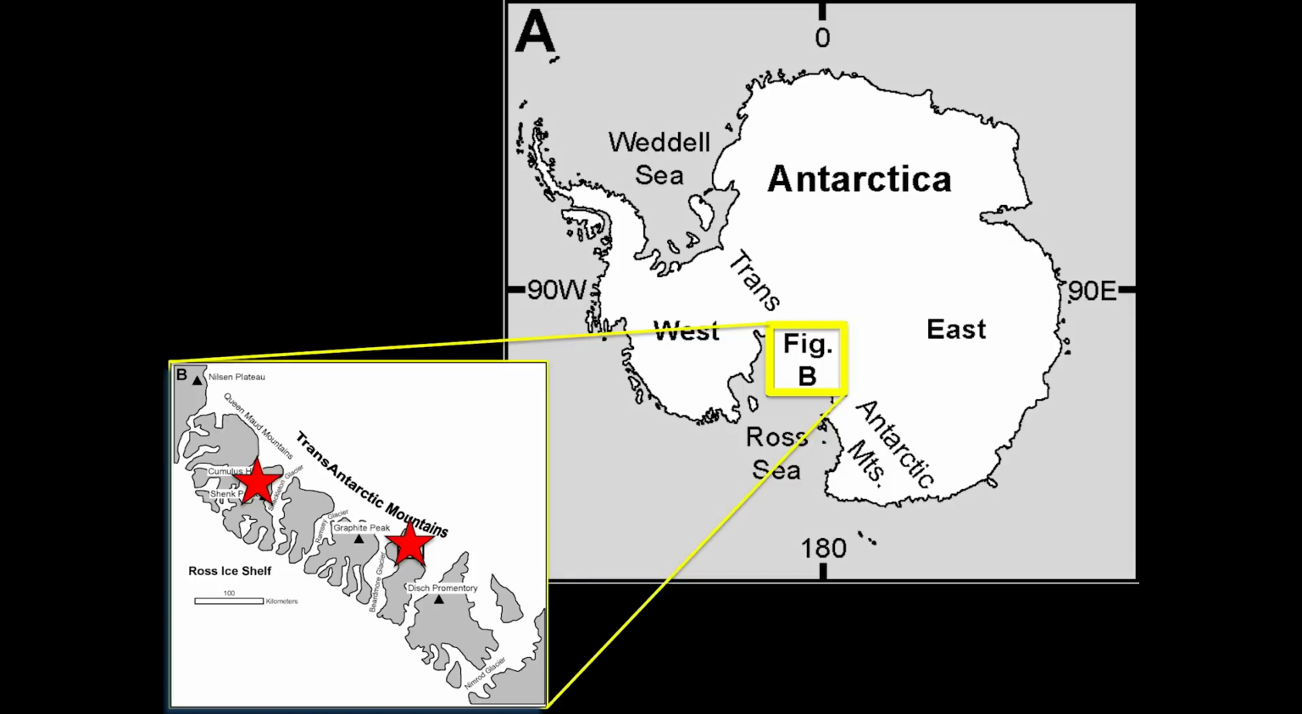So the Transantarctics cut across the continent of Antarctica. They're actually exposed rock, right? So it's not just ice that we're working with. We're going to the rock just like any other paleontologist would. The regions that I'm going to talk about today are the Shackleton Glacier area and also the Beardmore Glacier, right in the center of that mountain chain.